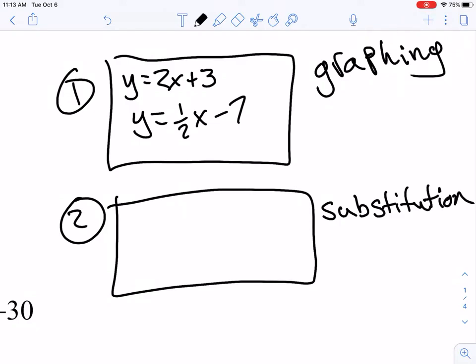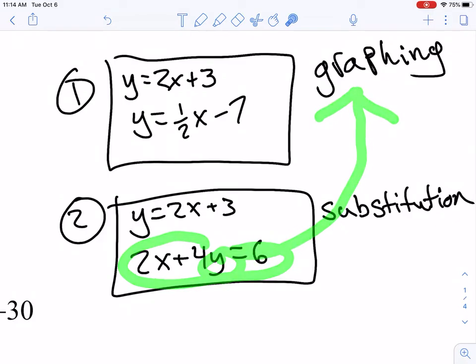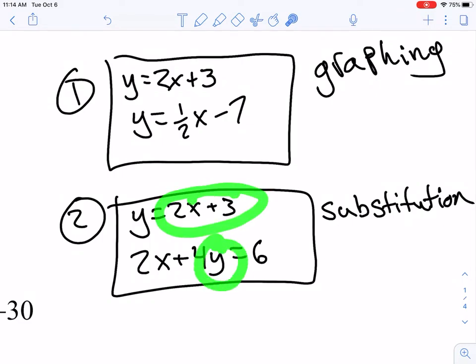We use substitution when we have one value that's solved for, like y equals 2x plus 3. We could graph that just like we could in the other one. But when our second equation is in standard form, like 2x plus 4y equals 6, instead of solving to get y by itself so that we can graph it, what we like to do is take the value that we have for y and plug it in using substitution and then solve algebraically.